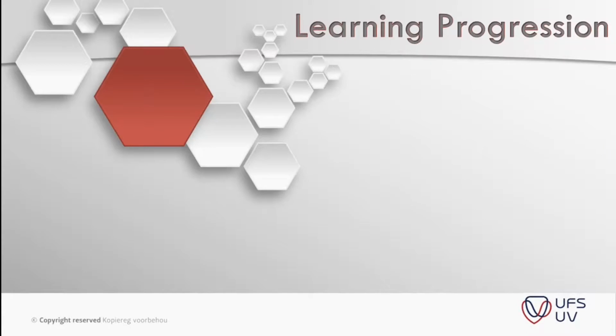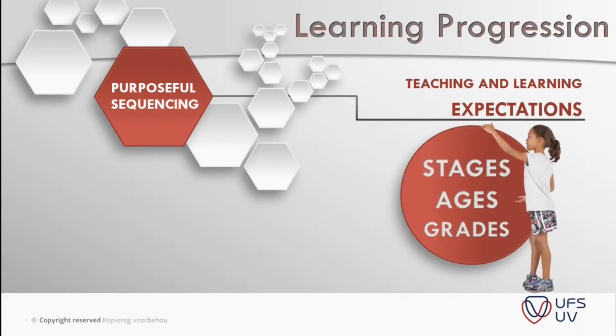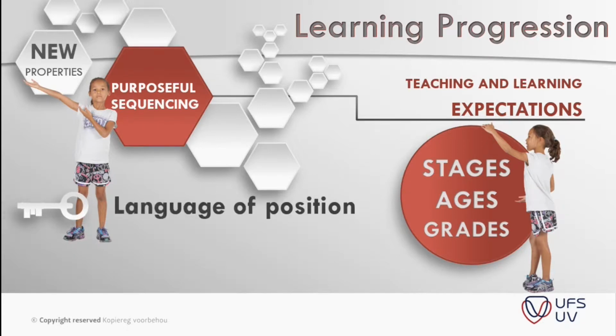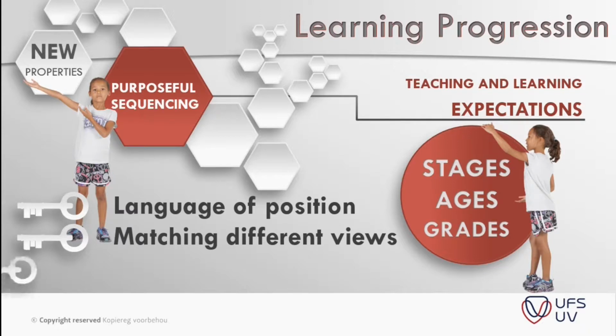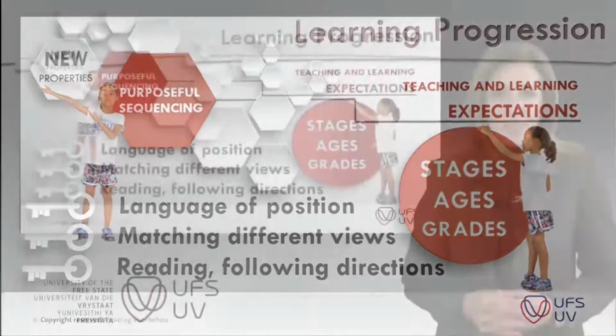Learning progression is the purposeful sequencing of teaching and learning expectations across multiple developmental stages, ages, or grade levels. The main progression in space and shape or geometry is achieved by focusing on new properties and features of shapes and objects in each grade, and moving from learning the language of position and matching different views of the same objects to reading and following directions on informal maps.